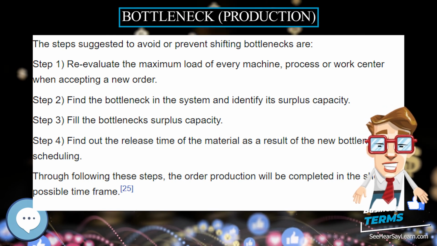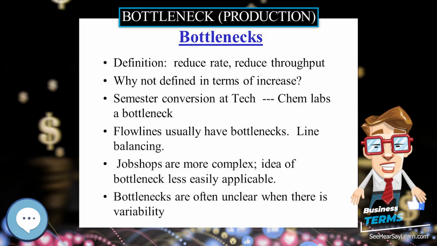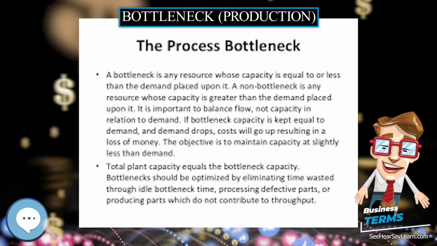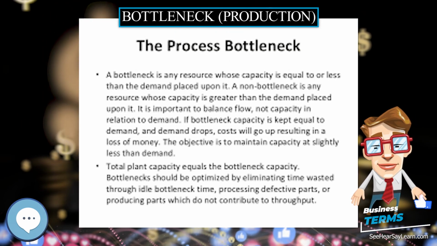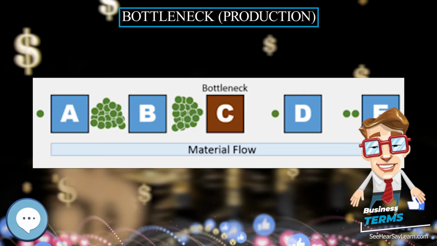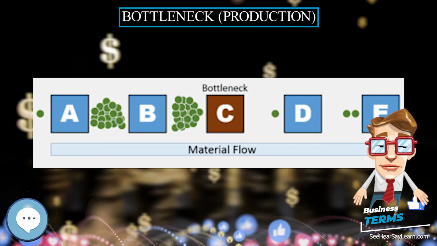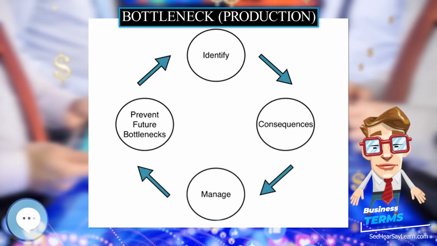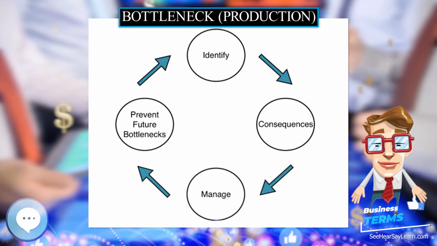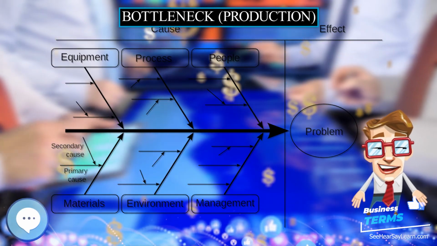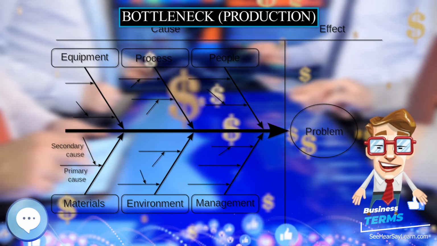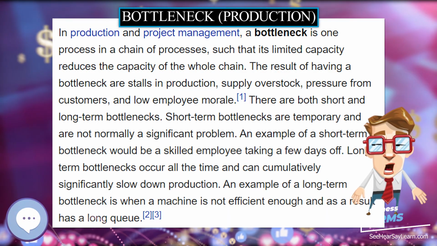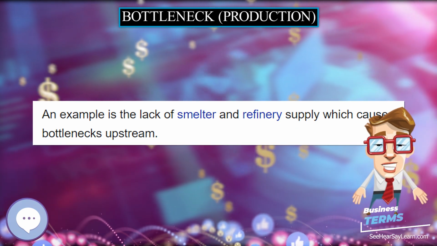The steps suggested to avoid or prevent shifting bottlenecks are: Step 1. Re-evaluate the maximum load of every machine, process or work center when accepting a new order. Step 2. Find the bottleneck in the system and identify its surplus capacity. Step 3. Fill the bottleneck's surplus capacity. Step 4. Find out the release time of the material as a result of the new bottleneck's scheduling. Through following these steps, the order production will be completed in the shortest possible time frame.